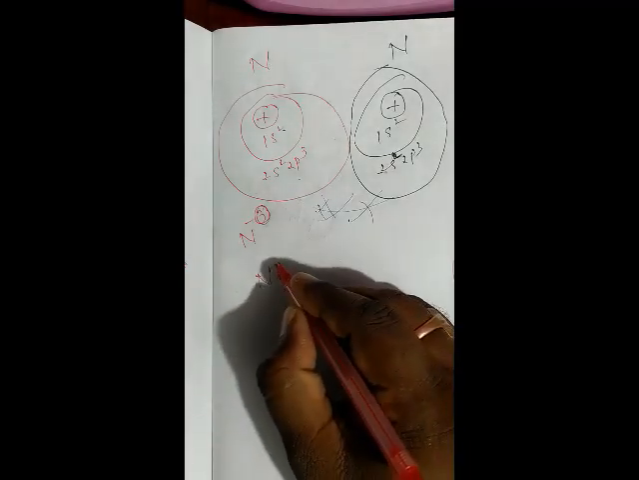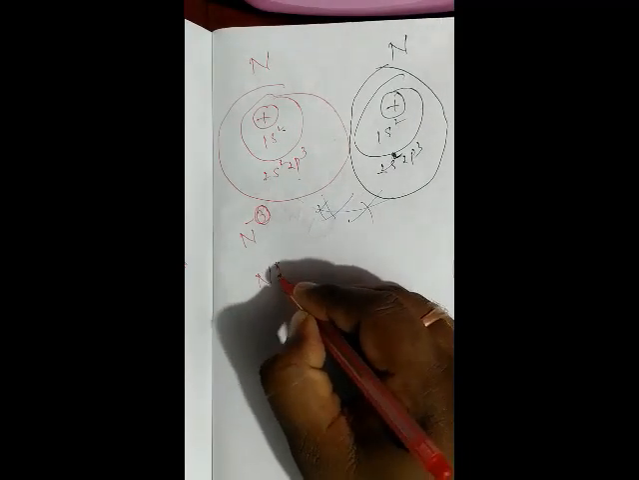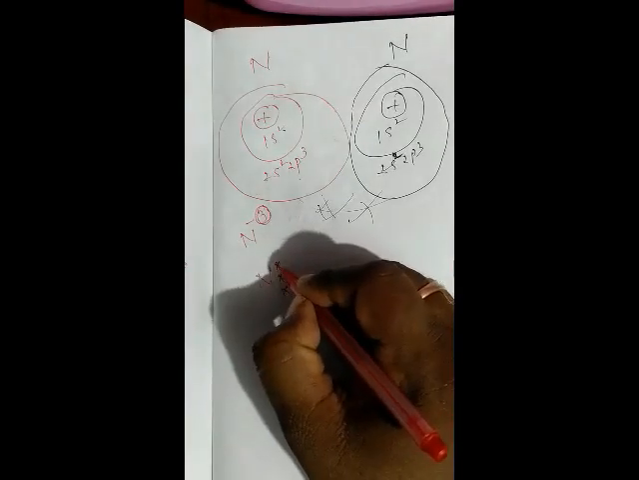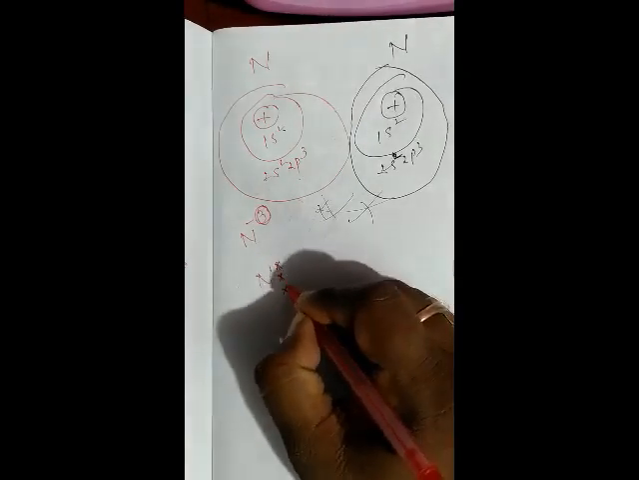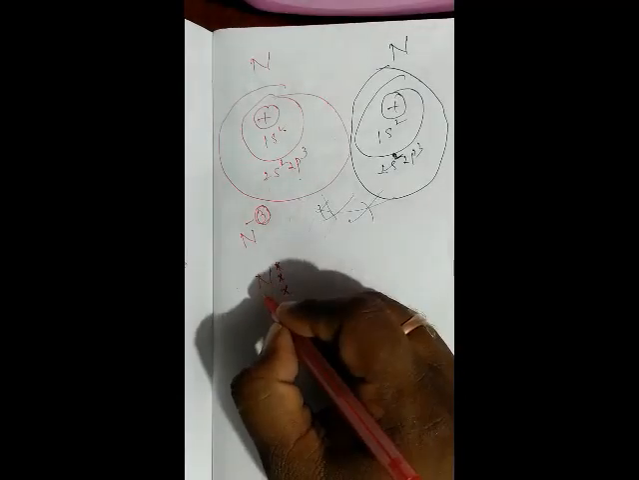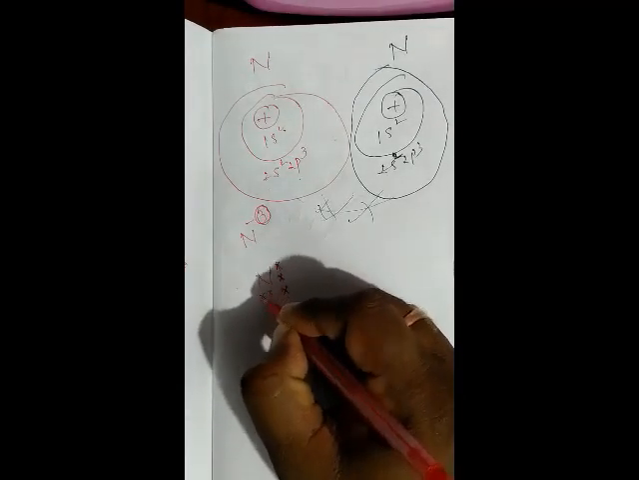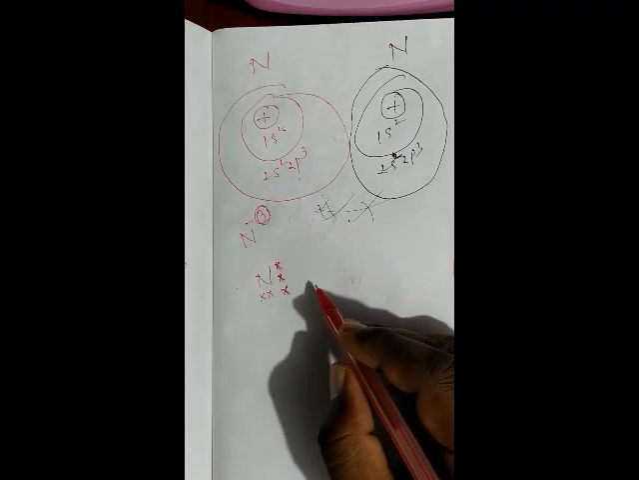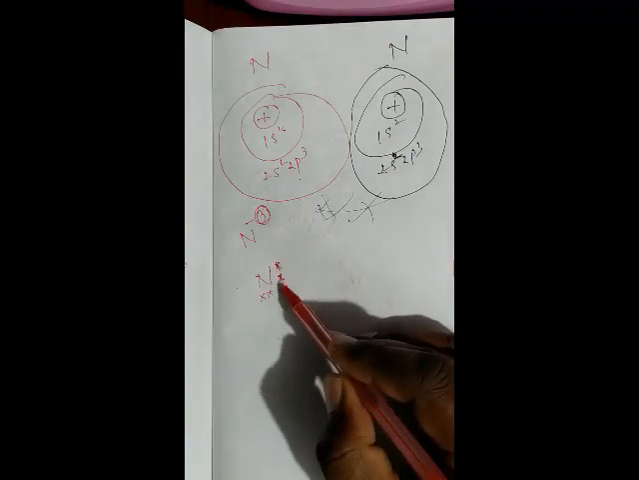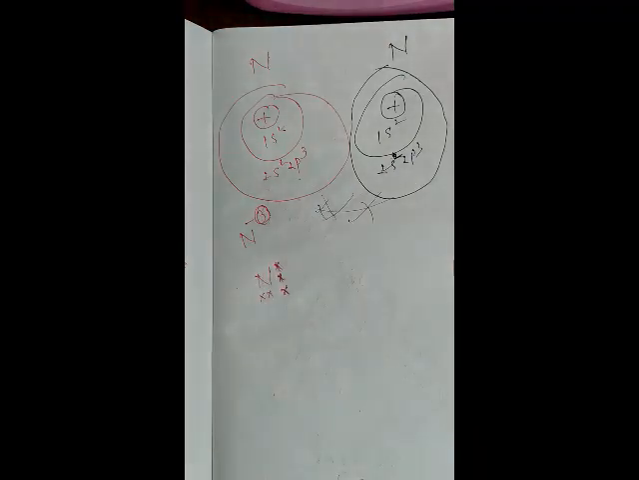So count 1, 2, 3. After 3 comes 4, 5. Here, in pair form, write it. So 1, 2, 3, 4, 5 valency electrons.